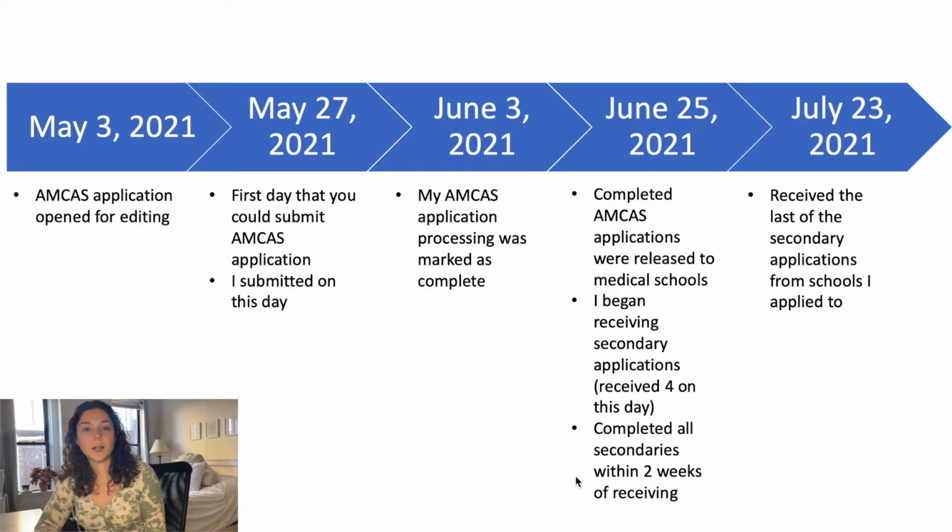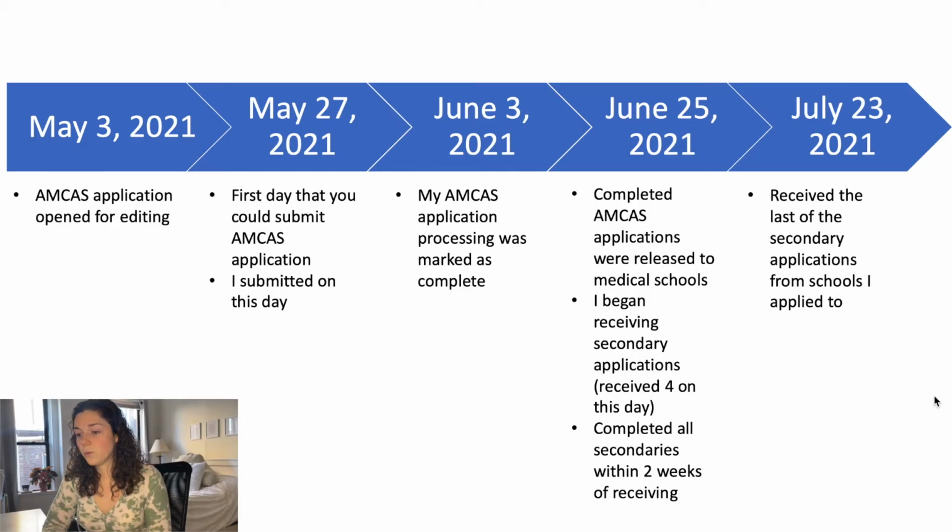And as a side note, I tried to complete all the secondaries that I received within 2 weeks of the date that I received them. This is a general rule that a lot of people follow, just because the longer you wait, technically I guess your chances will go down because it's rolling admissions at a lot of schools. So my default is just get things in as soon as you can. So that's what I did.